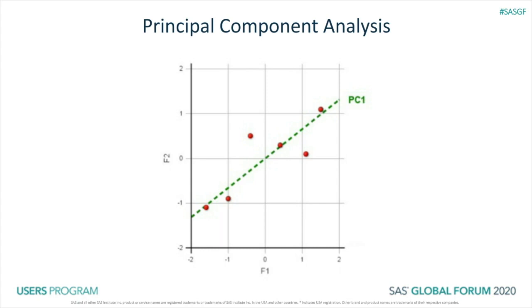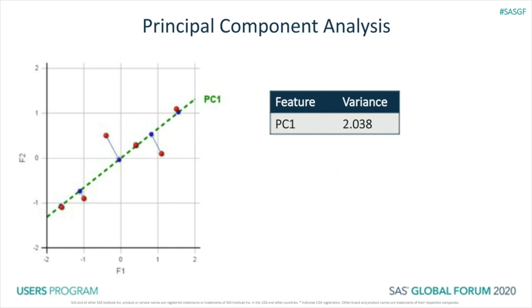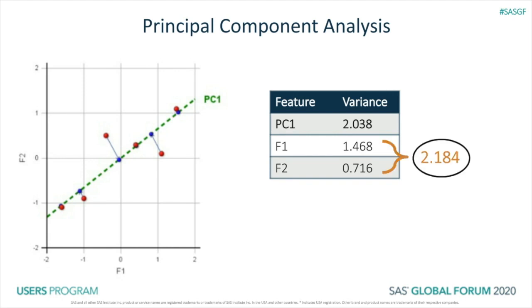In fact, 3 of our data points are falling right on that trend line. Let's see how they all fall as we draw our projections. Look at the dispersion. They're quite dispersed. We can calculate the variance, and we can see we're achieving a variance of 2.038. As a percent of our overall variance, it's 93%. And because we used PCA, we know that this is the optimal solution. This is the most variance that can possibly be captured from this data set in a single new feature.